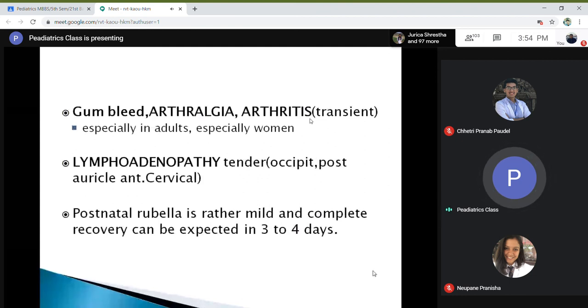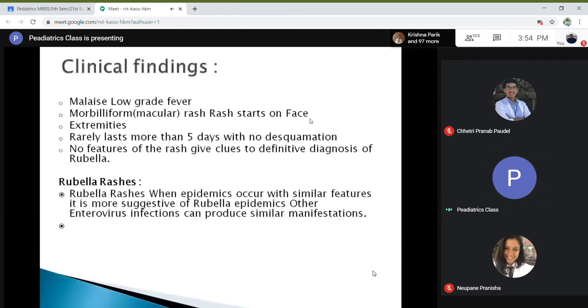So postnatal rubella. Sometimes you know, a baby is born with it, that's congenital. When it's postnatal, rubella is rather mild, and complete recovery can be expected in 3-4 days. That means postnatal, not the intrauterine infection. So after the birth of the baby, if you contract the rubella virus, there's a 3-4 day clinical period, and then not many complications. There's nothing specific to tell about, okay? Same thing.